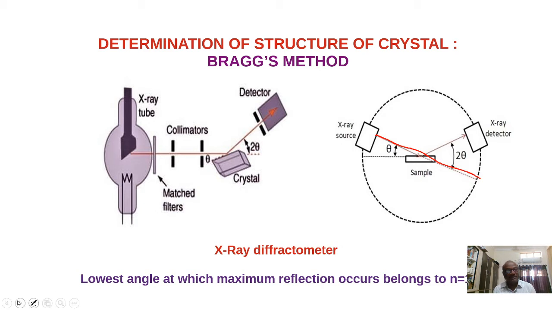But here what is happening? The X-rays are reflecting from the plane. How is it reflecting, you see? The X-rays are traveling like this and reflecting here. What is the angle of incidence? Actually, the angle of incidence would be only theta. Here it is theta. But the angle of reflection will be 2 theta. So in the case of Bragg's method, we measure the 2 theta value. Okay, this is about Bragg's method.